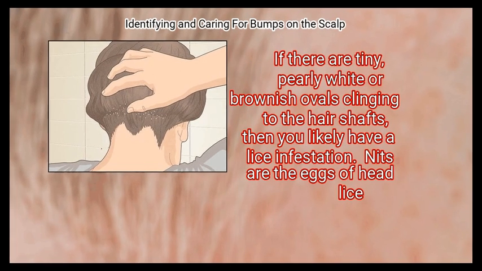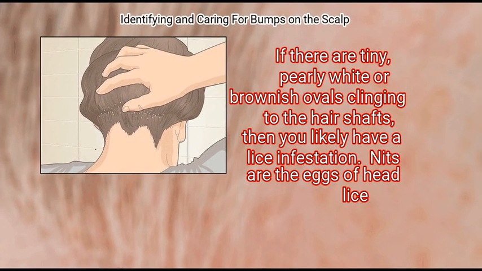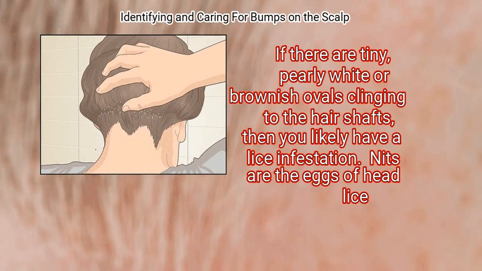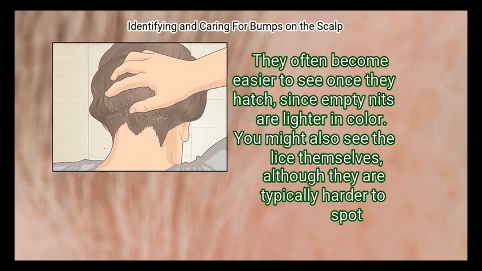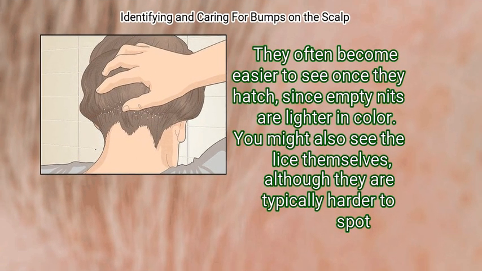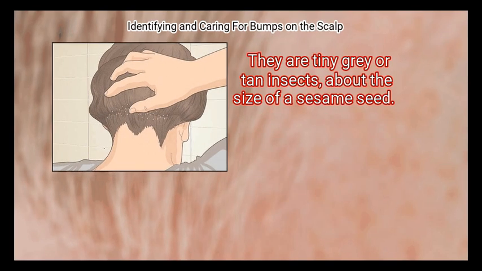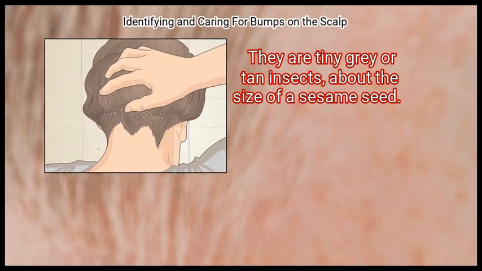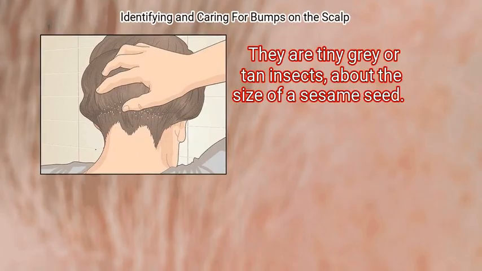If there are tiny, pearly white or brownish ovals clinging to the hair shafts, then you likely have a lice infestation. Nits are the eggs of head lice. They often become easier to see once they hatch. Since empty nits are lighter in color, you might also see the lice themselves, although they are typically harder to spot. They are tiny gray or tan insects, about the size of a sesame seed.